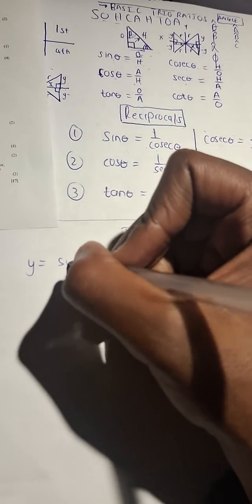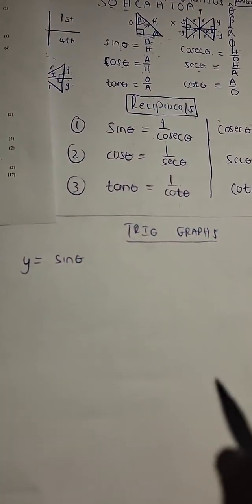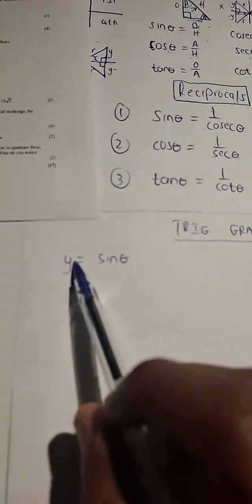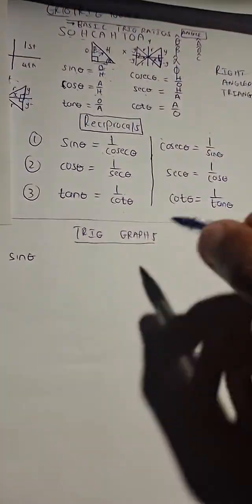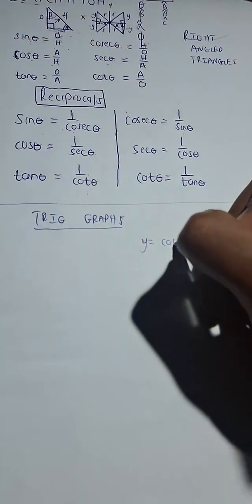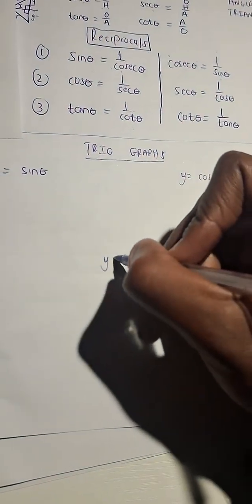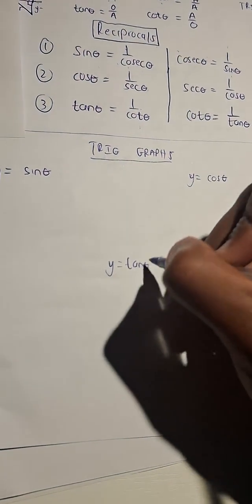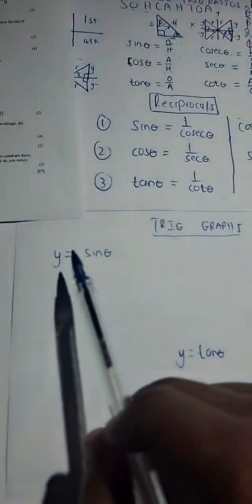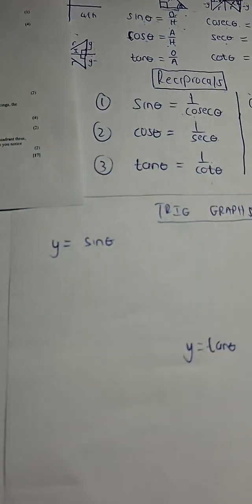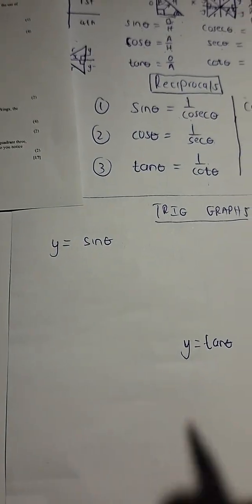There are three basic trig graphs. We have what we call the sine graph, the cos graph, and the tan graph. The sine function, the mother sine function.